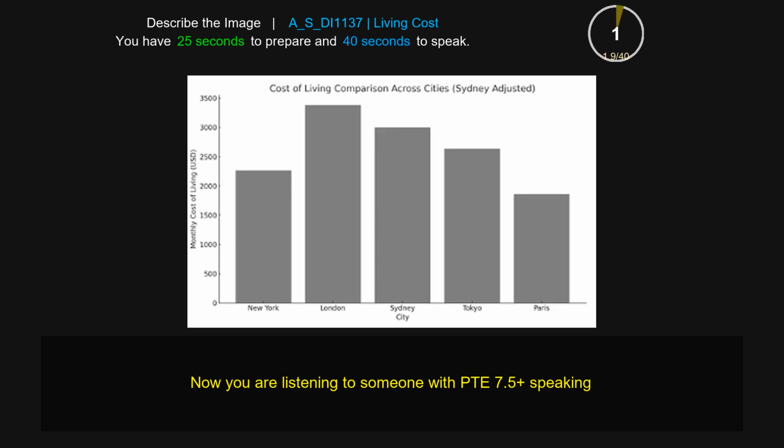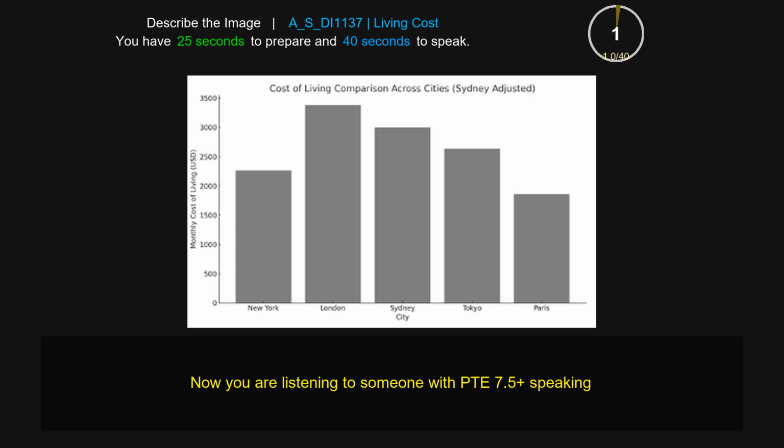The image is a bar graph. It provides information about cost of living comparison across cities. This bar graph consists of x and y axis. In the x axis, it has stated the cities like New York, London, Sydney, Tokyo, and Paris, while the y axis consists of monthly cost of living per USD that ranges from 0 to 3,500. It is evident from the picture that London has the highest cost of living and was followed by Sydney. And lastly, Paris has the least cost of living, and New York as well.